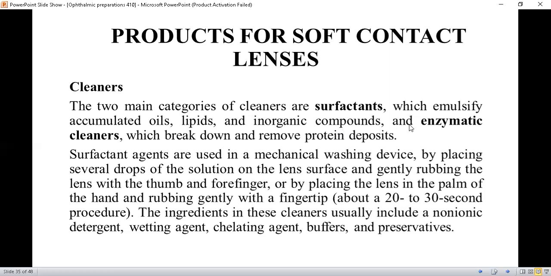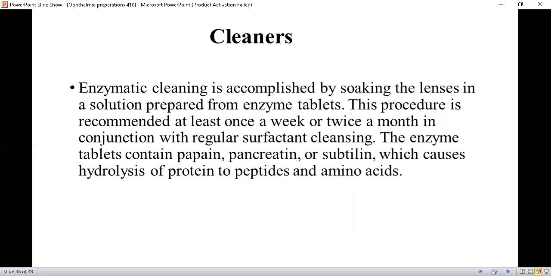Enzymatic cleaners are solutions that contain different types of enzymes that are required to remove protein and deposits from the lens surface. Enzymatic cleaning is accomplished by soaking the lens in a solution prepared from enzyme tablets. This procedure is recommended at least once a week or twice a month in conjunction with regular surfactant cleaning. The enzyme tablets contain papain, pancreatin, or subtilisin, which cause hydrolysis of protein to peptides and amino acids so that they can be removed from the lens surfaces.